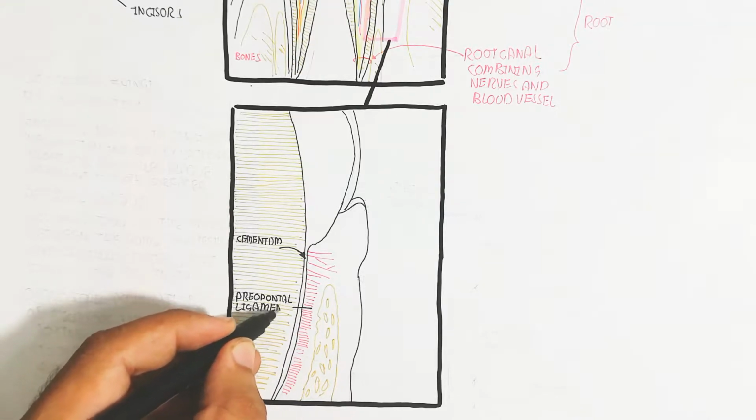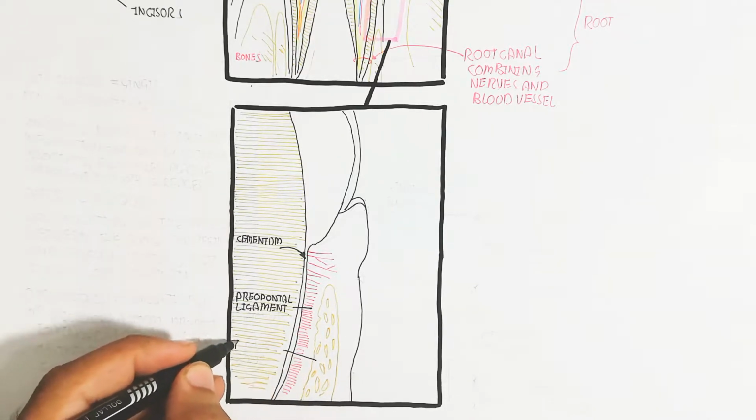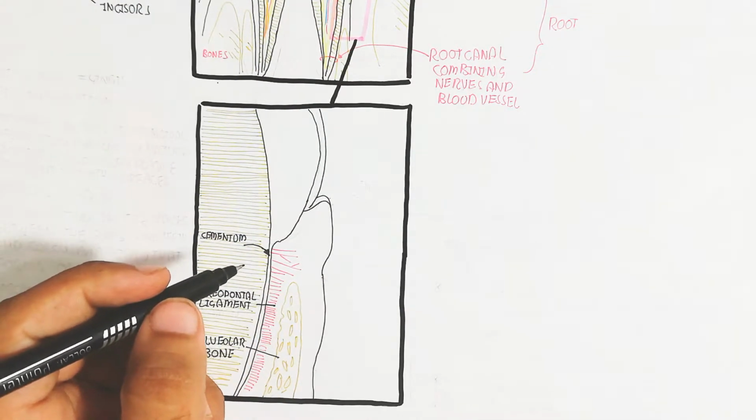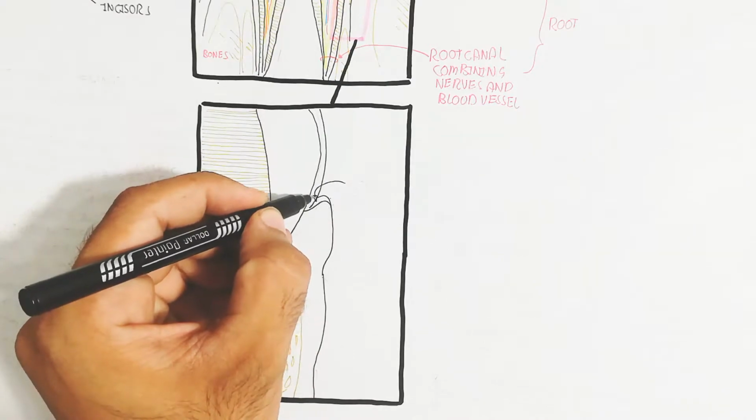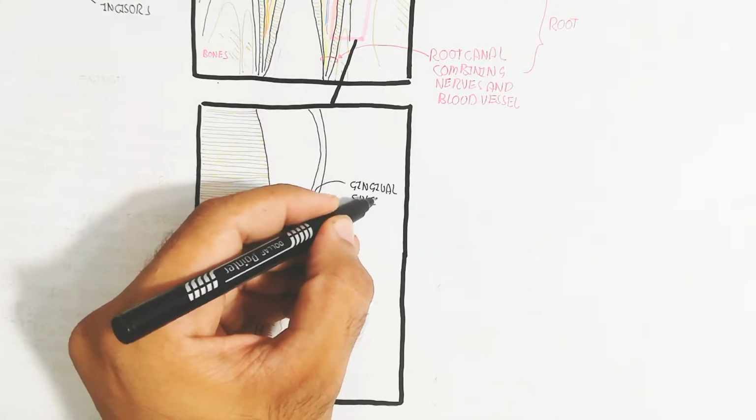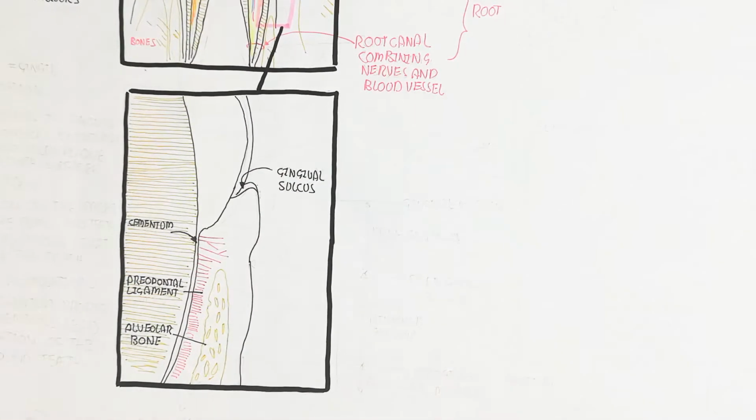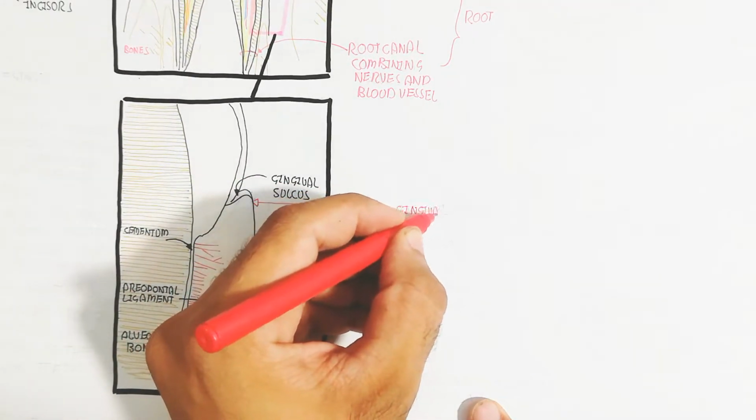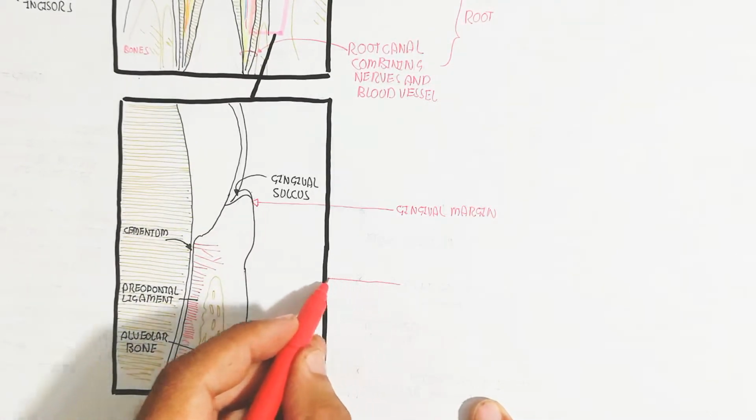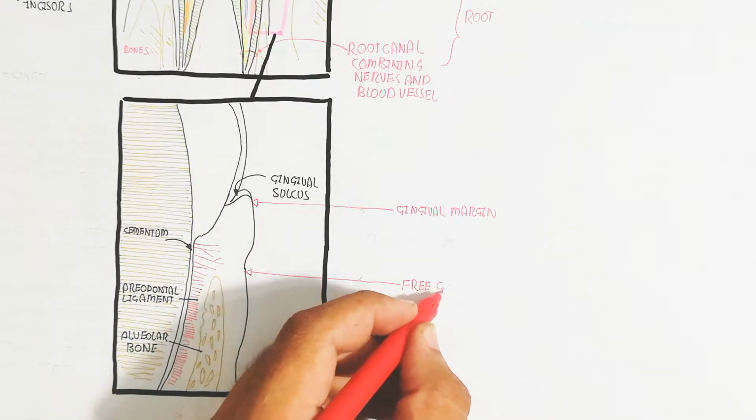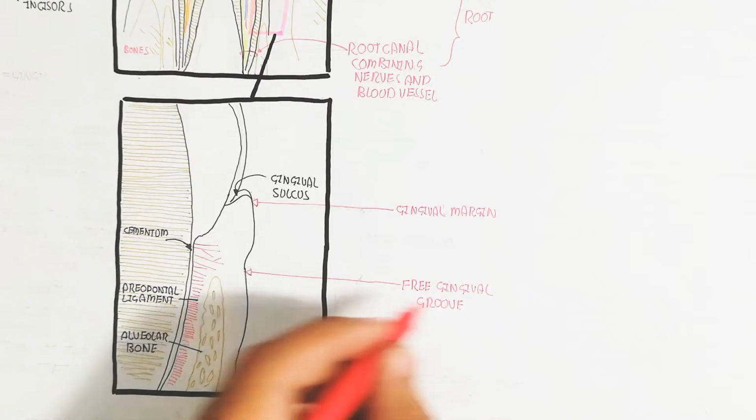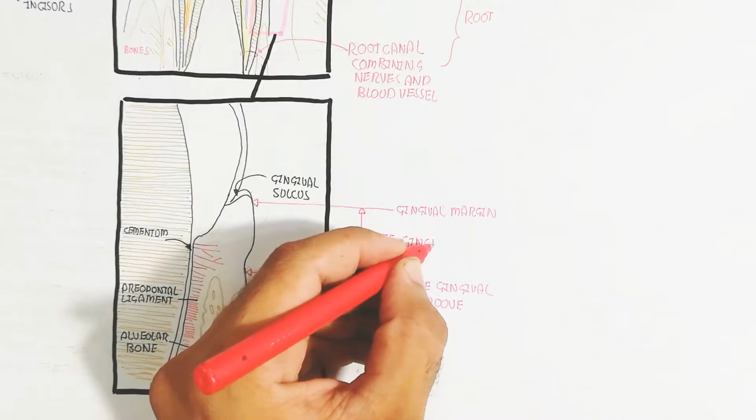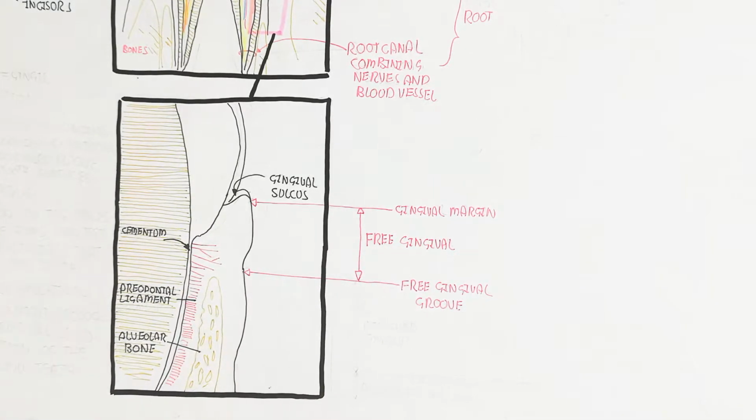The cementum separates the tooth and gingiva, while the periodontal ligament is present in red color and the alveolar bone is present here. In this way you can see the gingival sulcus, present in this manner, and this is the gingival margin. Below the gingival margin is the free gingival groove. Between the gingival margin and the free gingival groove, the free gingiva is present.